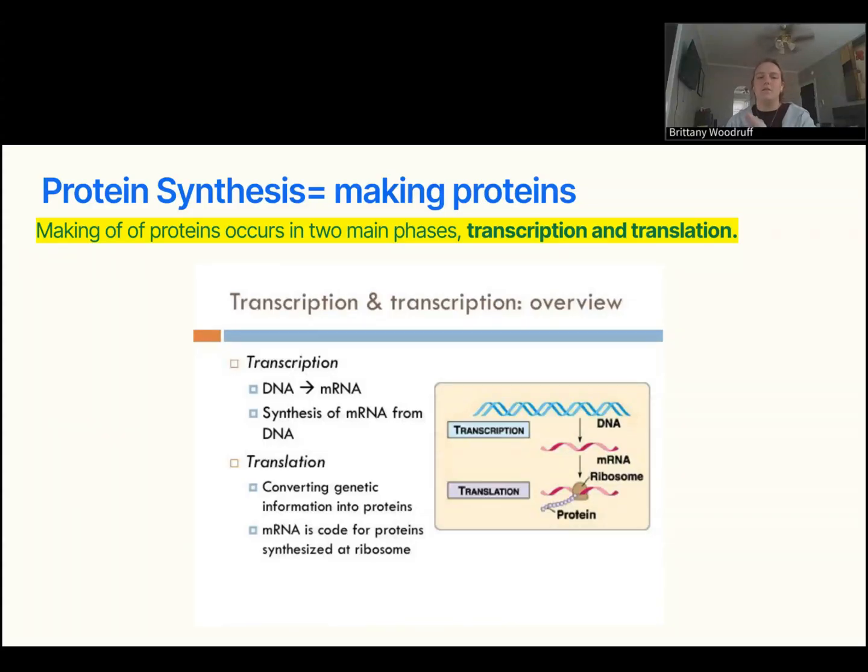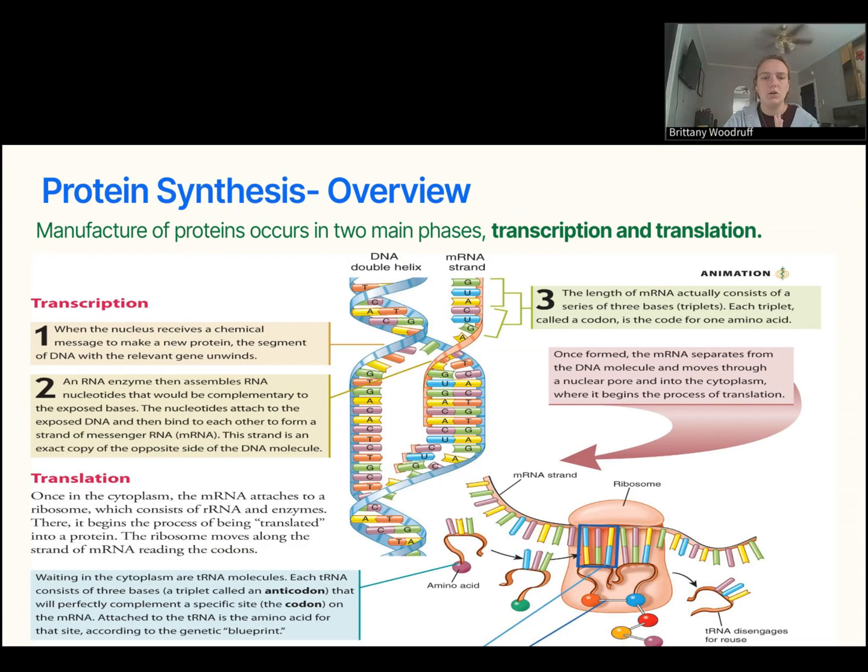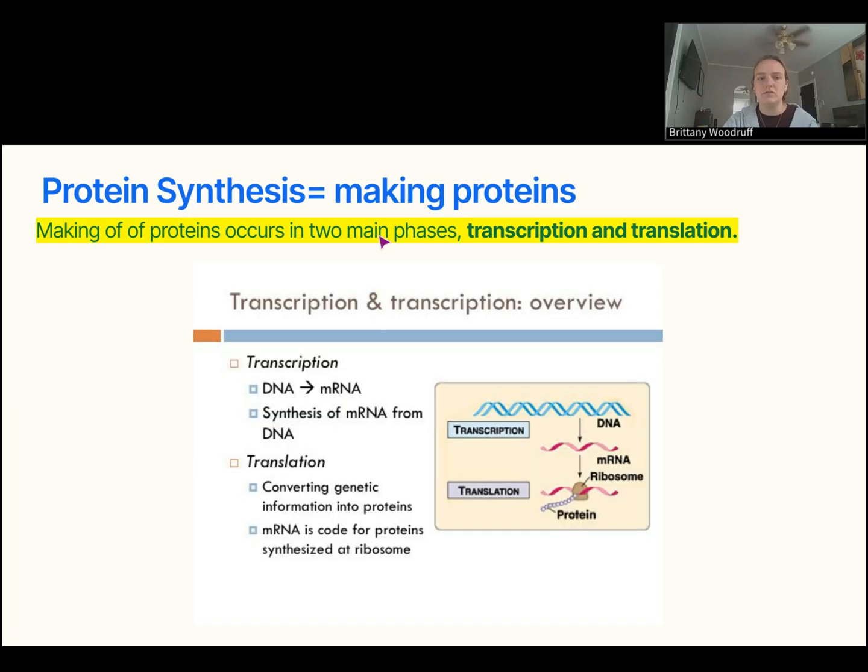If I ask you, is mitosis part of protein synthesis? You guys are going to say no. If I ask you, what are the two phases of protein synthesis? You guys are going to say transcription and translation. That's it. I do not expect you to know that your book has this whole big diagram. You do not need to know anything from this diagram other than protein synthesis includes transcription and translation. That's it.